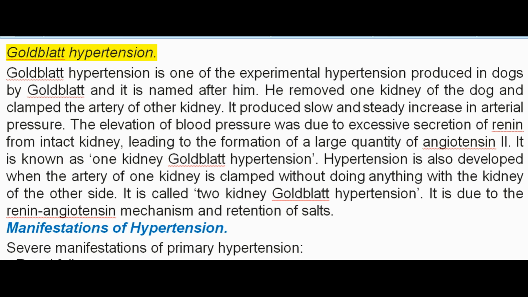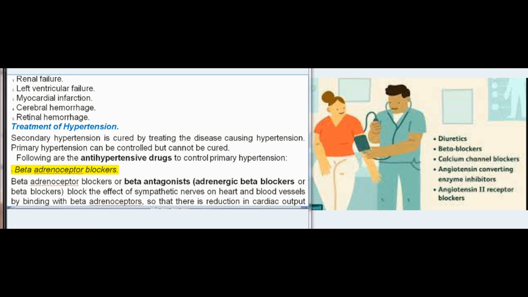Hypertension is also developed when the artery of one kidney is clamped without doing anything with the kidney of the other side. It is called two-kidney Goldblatt hypertension. It is due to the renin-angiotensin mechanism and retention of salts. Manifestations of hypertension. Severe manifestations of primary hypertension: renal failure, left ventricular failure, myocardial infarction, cerebral hemorrhage, retinal hemorrhage.